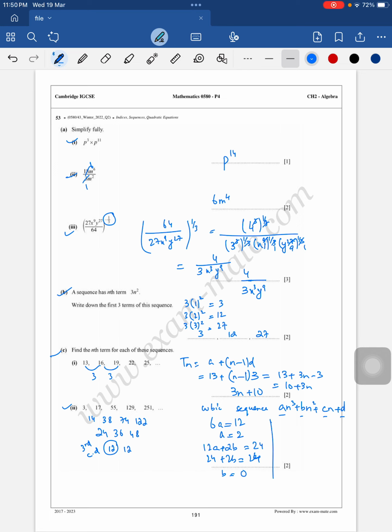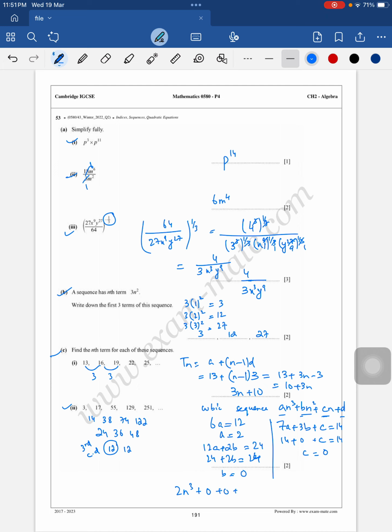For the first difference, we have 7A plus 3B plus C equals 14. Now we have A equals 2. So 7 times 2 is 14. B is already 0. So C will definitely again be 0 because 14 minus 14 is 0. So we have A equals 2. It means that 2n cube. These two terms will definitely be 0, right? So plus 0 plus 0.